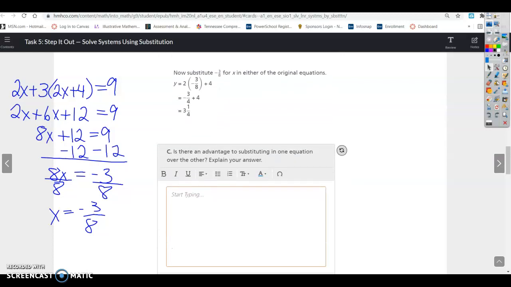All right, now it says substitute negative 3/8 for x in your original equation. Okay, so they took the answer, x equals negative 3/8, and they plugged it back in for y equals 2x plus 4. They just plugged in the negative 3/8 for x, and they simplified to get 3 1/4.